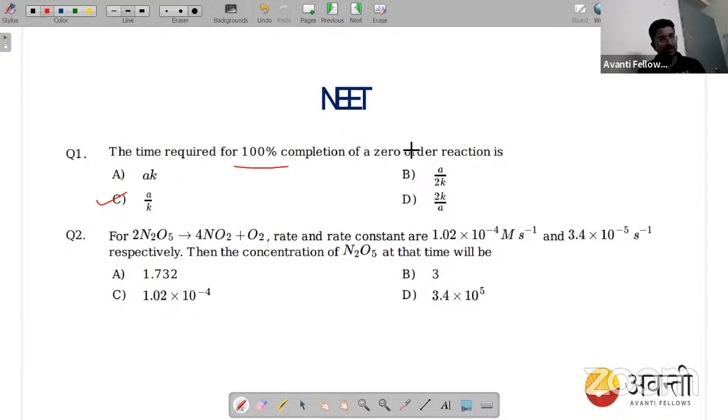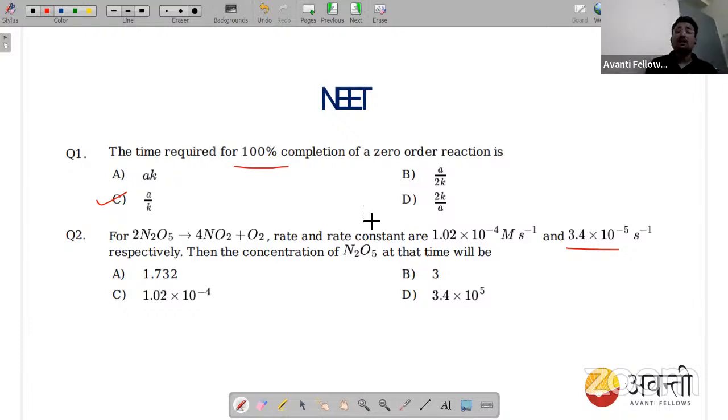Okay, cool. Now coming to the second most important question. Now see here, one reaction is given, 2N2O5 gives 4NO2 plus O2. Rate and rate constant are given. We have been given the rate of reaction and also the rate constant. We have to calculate the concentration of N2O5 at the same time.